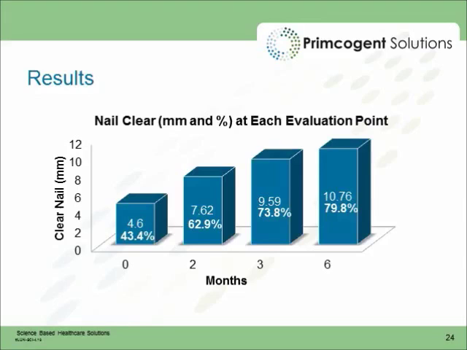And by month 6, 10.76 millimeters of the nail was now clear. That's roughly 79.8% of the nail. So we saw an improvement in overall nail clarity of 6.15 millimeters as we take the difference between the 6-month evaluation and the baseline evaluation. So that's showing a statistically significant change in overall nail clearance.